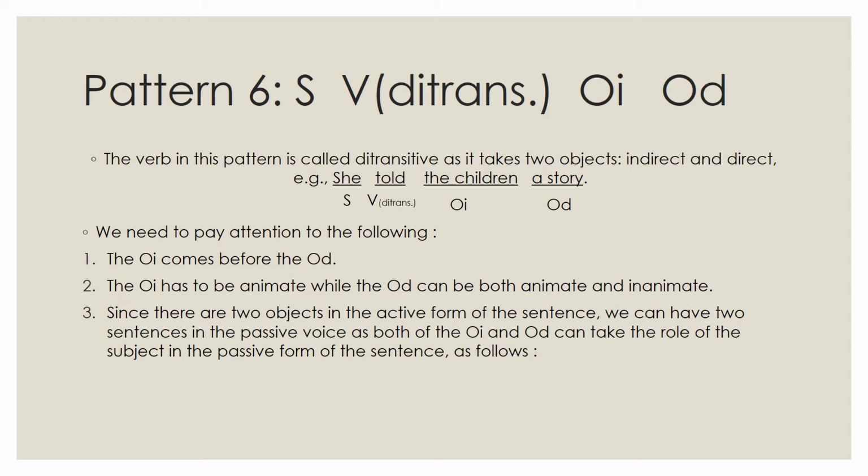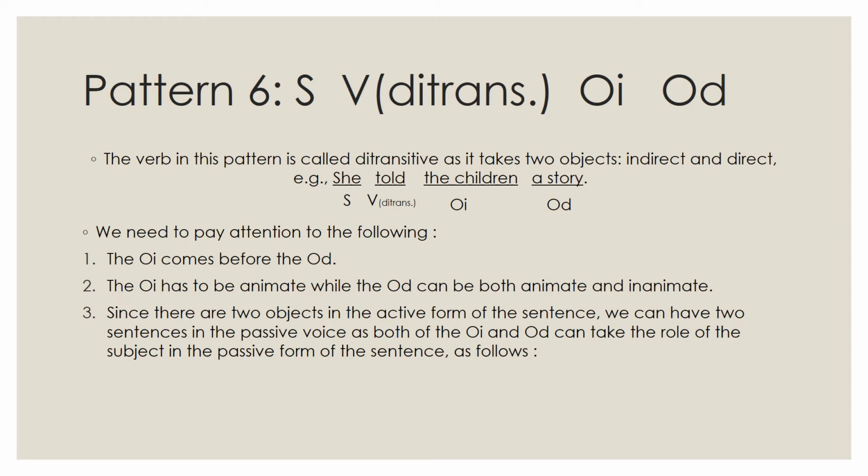So OI is indirect object, and OD, this is what? Direct object. For example, she told the children a story. She is the subject, told, a ditransitive verb. The children, indirect object. A story, direct object.